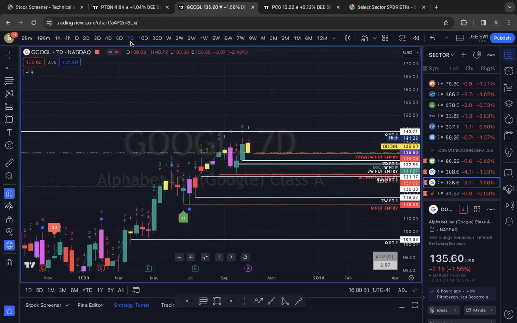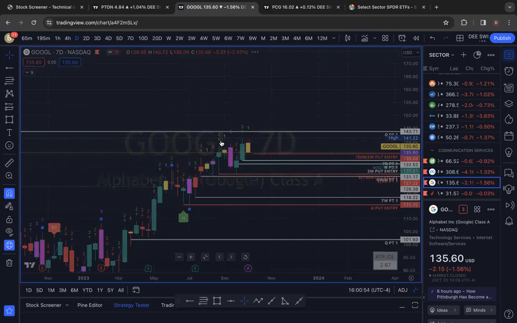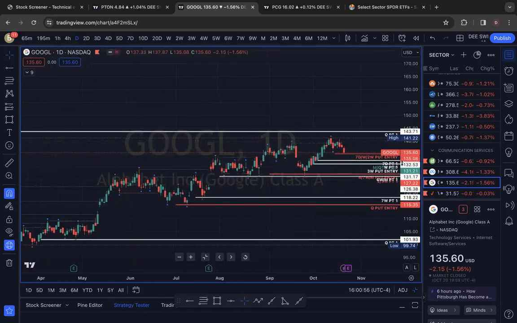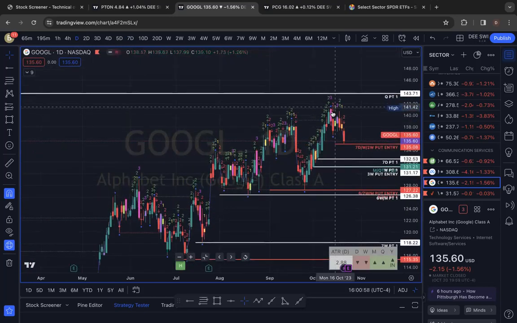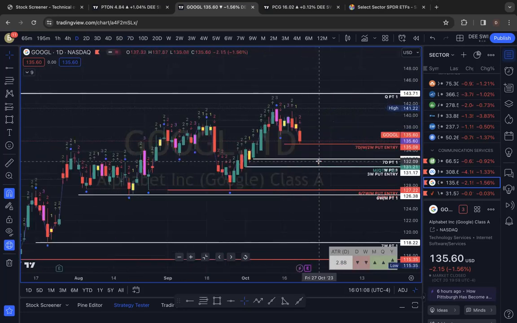So go back to the daily. Yes, this would be a broad information top, and we're starting to make lower highs. So I think this is setting up to go to the downside.